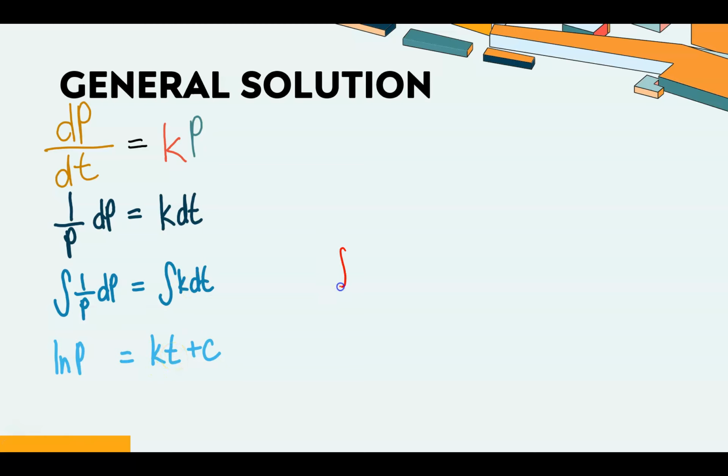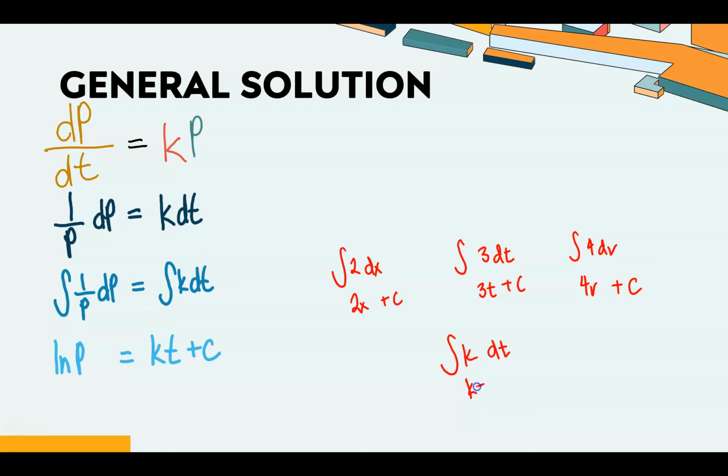And just based on the way this went in class, let's just make sure we understand. What if I said, what's the integral of 2 with respect to x? That would be 2x plus a constant. What's the integral of 3 dt? That would be 3t plus a constant. What would the integral of 4 dr be? That would be 4r plus a constant. So when we say the integral of k dt, that k is a number like 2 or 3 or 4. Doesn't really matter what it is. That's just going to be kt. And don't forget your constant.